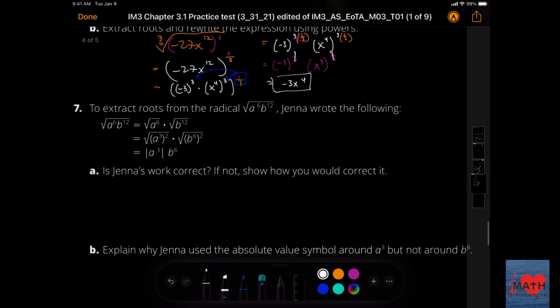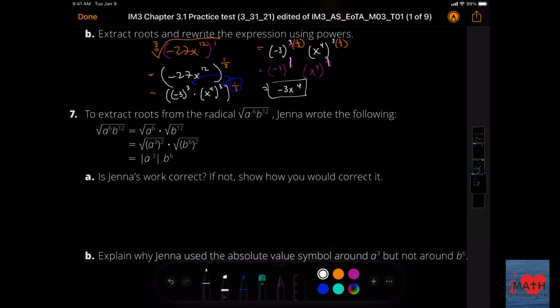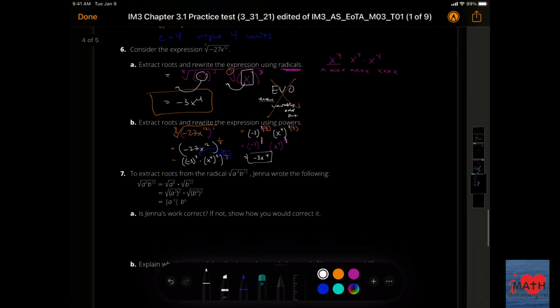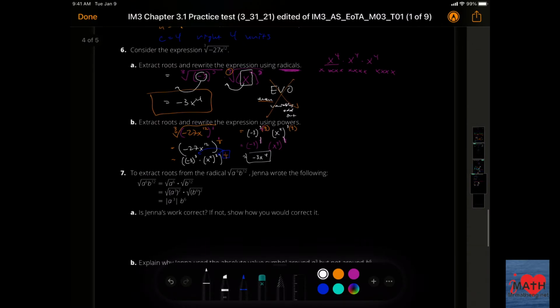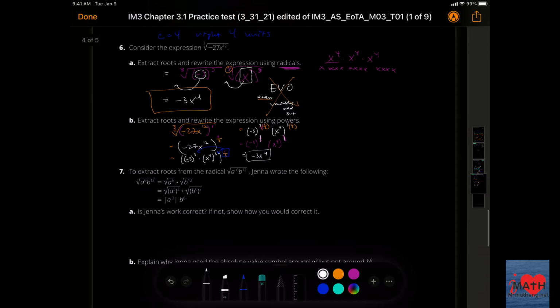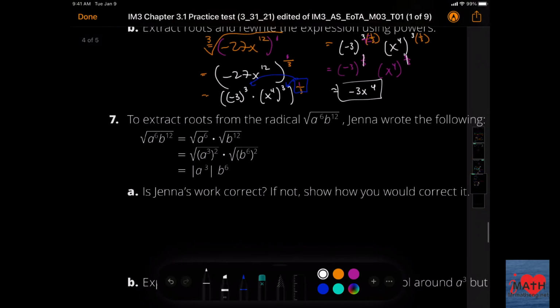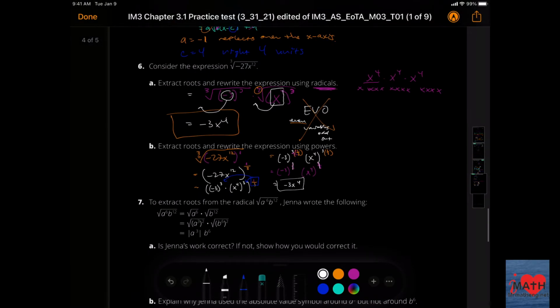All right, let's take a look at Jenna here. To extract the roots from the radical, the square root of a^6 b^12, Jenna wrote the following. So which method did she use above? Did she use radicals, or is she writing them as rational exponents? She's using radicals, right, to extract them. She's using the question 6a method.